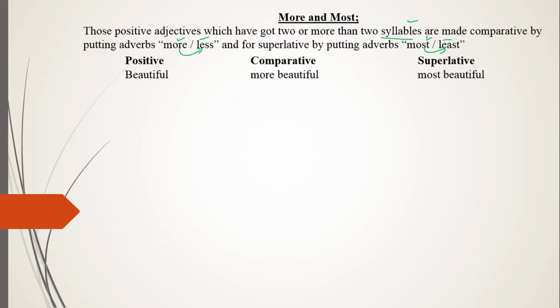First example is beautiful. It is having three syllables, so with that you will not say beautifuler, beautifulest, you will say beautiful. In comparative degree you will say more beautiful, and then you will say most beautiful. So beautiful, more beautiful, most beautiful. After that we have got the opposite of comparative degree in more, so that is less. Beautiful, less beautiful, least beautiful, means the ugly.